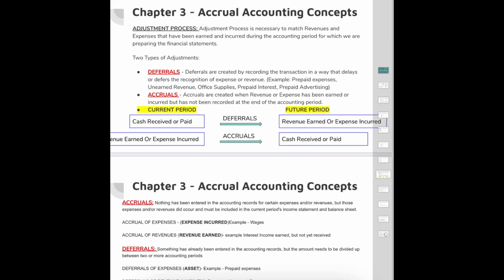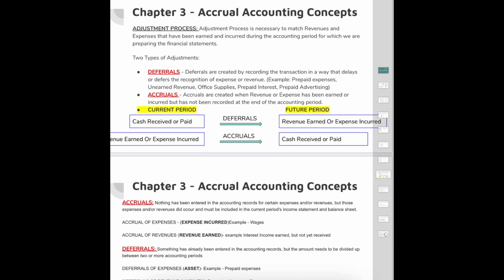Let's review the adjustment process again. Adjustment process is necessary to match revenues and expenses that have been earned and incurred during the accounting period for which we are preparing the financial statements. There are adjusting entries that are done, and the adjusting entries ensure that the revenue recognition and expense recognition principles are followed.